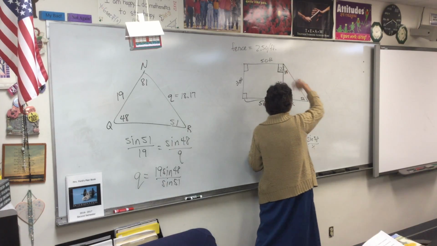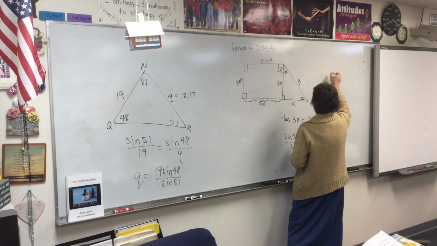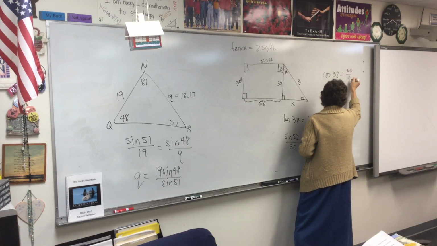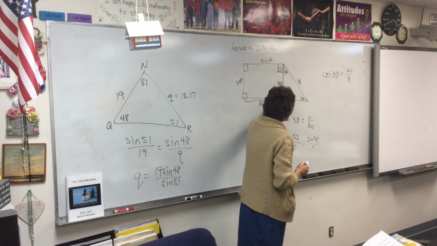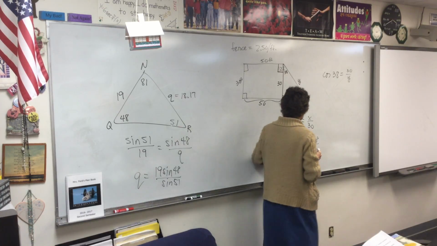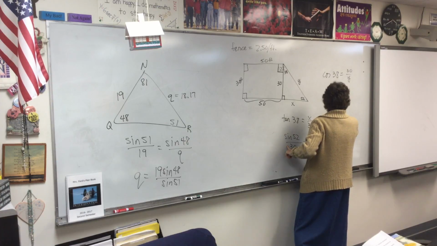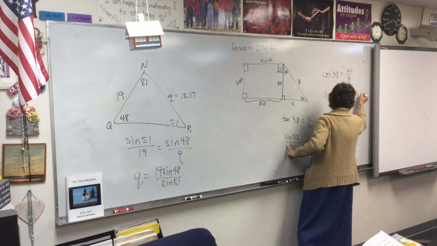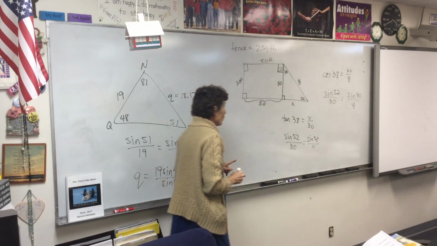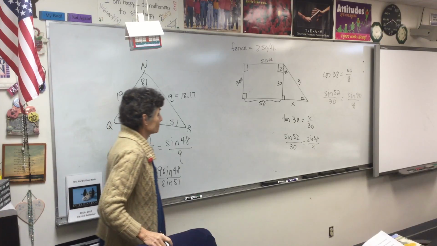I think we do have other options. We could go back to the original idea and say cosine 38 equals 30 over y. Or, using the law of sines, sine 52 over 30 equals sine 90 over y. Either one of those would give me the missing sides.